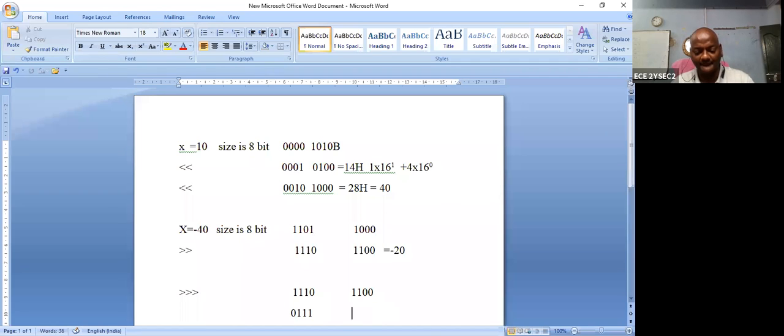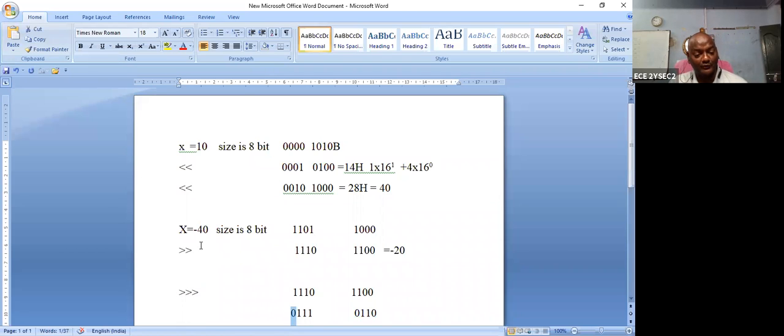This is equal to 0, 1, 1, 0. Can you please tell me, what is the MSB value? 1. 1 stands for negative. After the operation, what is the MSB value? 0. So that means it's positive. That's why it is called unsigned. That means you do not consider the negative value. You should always consider the positive value.